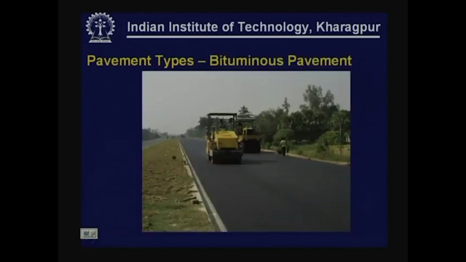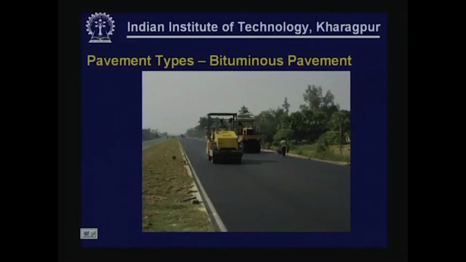What you see here is a typical bituminous pavement. This is a section that is constructed on National Highway 6. As you can see, this is a dual carriageway road. And this pavement was prepared over an embankment or prepared subgrade. It had a number of layers of granular material. It also had a number of layers of bituminous material.